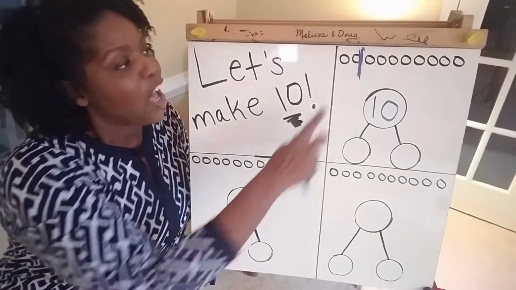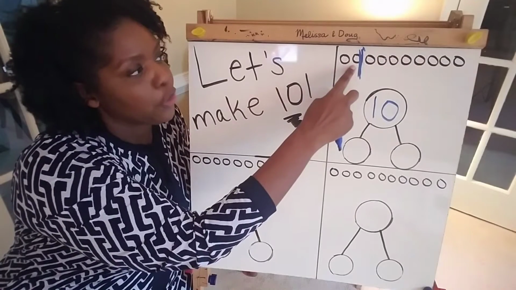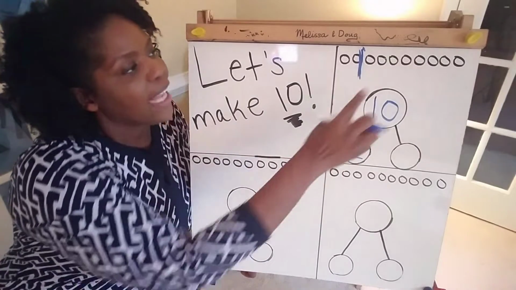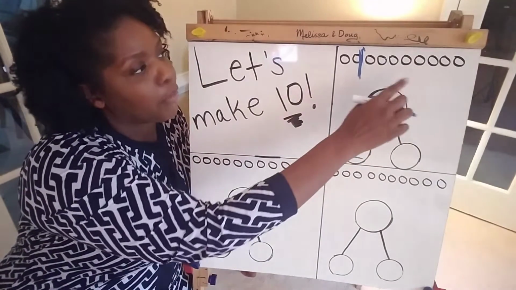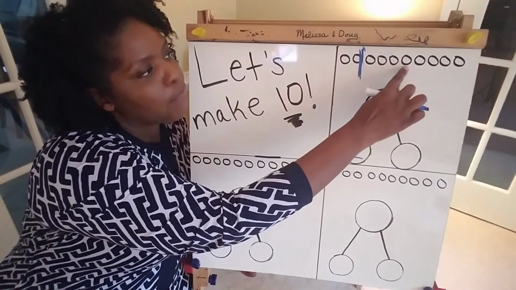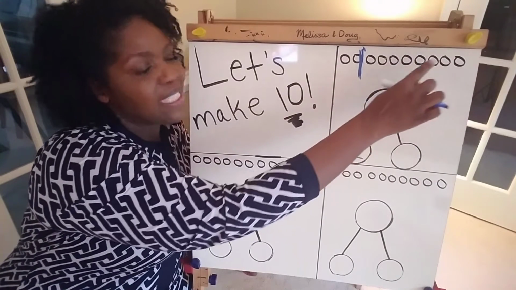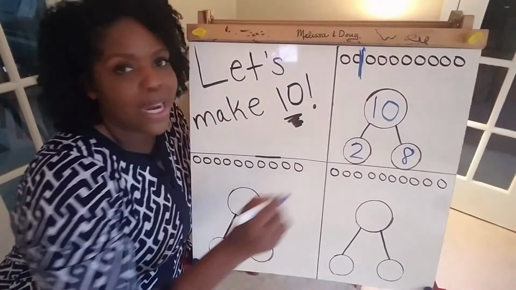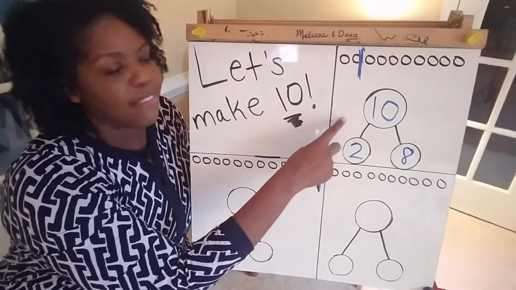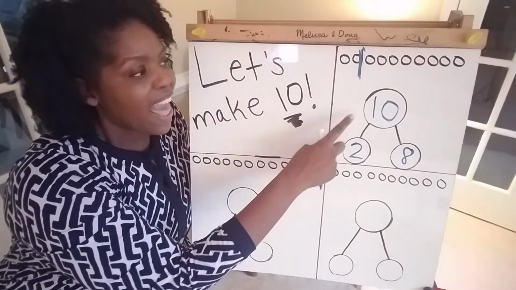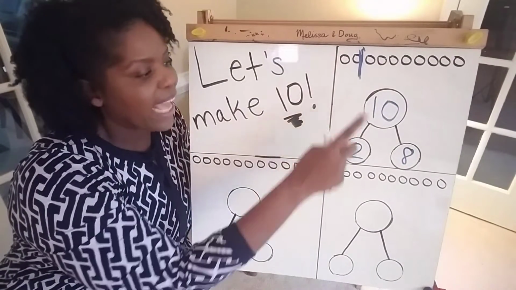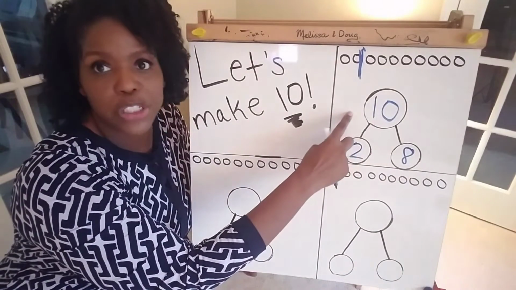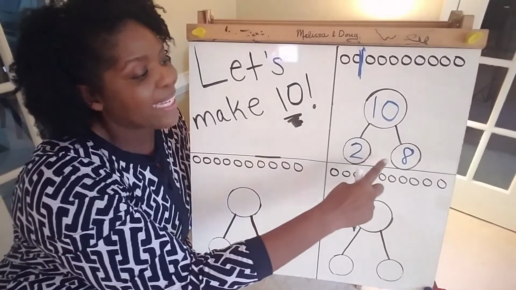Help me count them. On this side, I have 1, 2. So since I have 2 here, I'm going to write the number 2 there. Let's see how many we have on this side of the break. 1, 2, 3, 4, 5, 6, 7, 8. There are 8 on that side of the break. So I'm going to write my number 8 there. And this number bond helps me to see that 10 can be broken into 2 and 8. Or we can decompose the number 10 into 2 and 8.